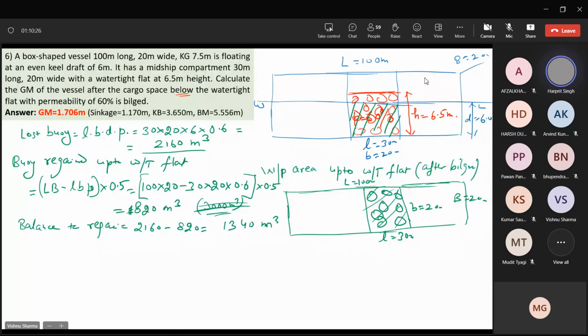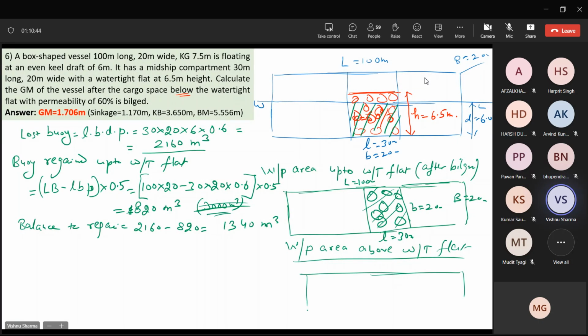Sir, rectangle. It will be a rectangle, but fully intact, right? Fully intact rectangle, yes, sir. Above the watertight flat, whatever sinkage takes place, for that sinkage the water plane area will be fully intact. Correct, beta? Correct, sir. You'll see the bulkheads, but you will not see any water. Yes, sir.